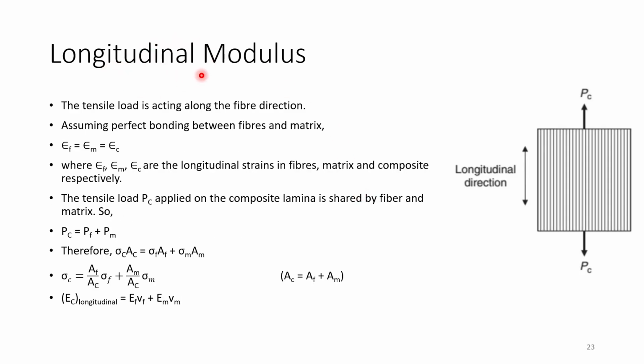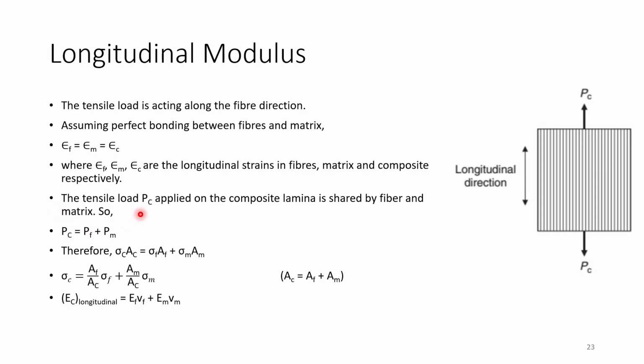First method is longitudinal modulus. So in this case we find out what will be the modulus. So when you apply load in this direction, in fiber direction, the tensile load is acting along the fiber direction, and assuming perfect bonding between fibers and matrix, you will be getting strain of fiber equals strain of matrix equals strain of entire composite. So all these three are equal, and these are longitudinal strains in fibers, matrix and composite respectively.